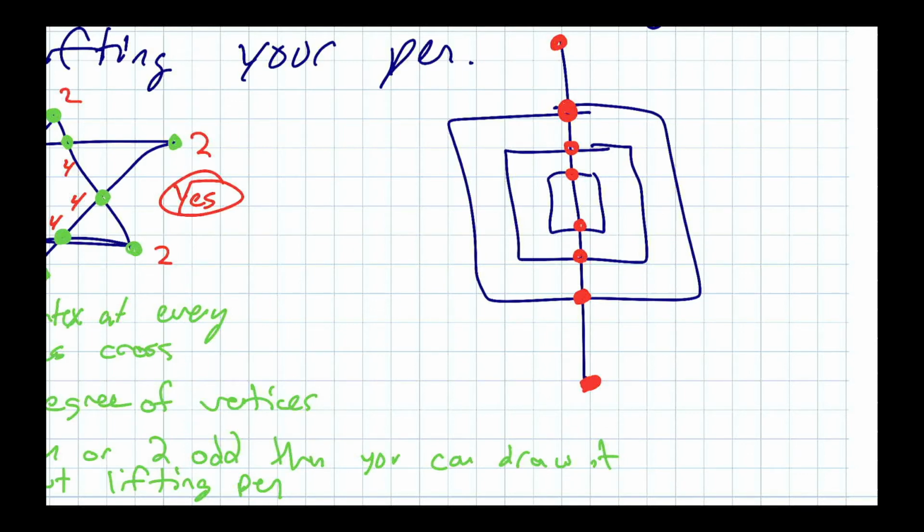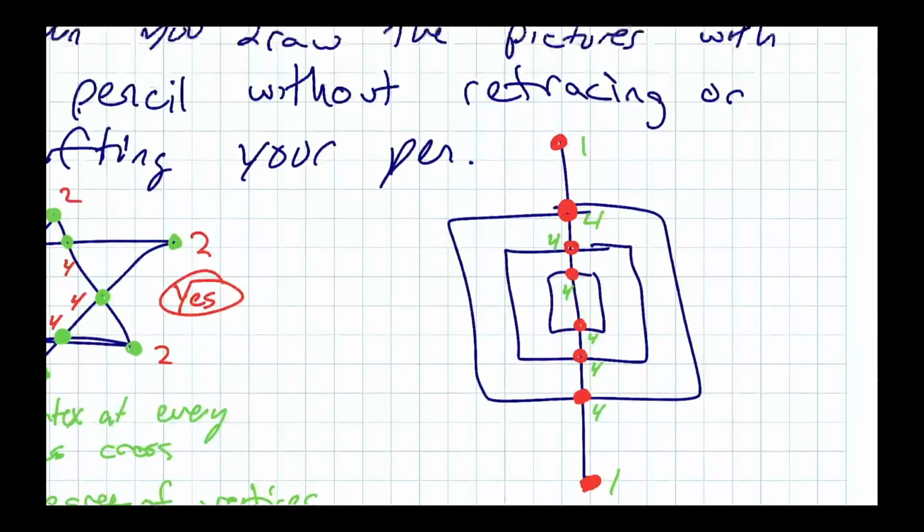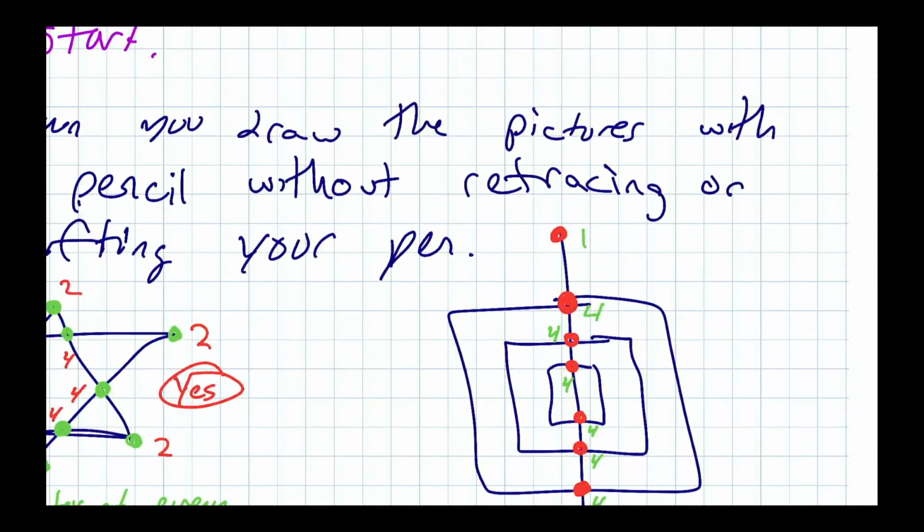All right, so let's put the degrees next to all these. So 1, 1, 2, 3, 4. My drawing's so bad I can't do it. 1, 2, 3, 4. 1, 2, 3, 4. 1, 2, 3, 4. 1, 2, 3, 4. 1. So that one has two odds. So the answer is also yes. Easy.